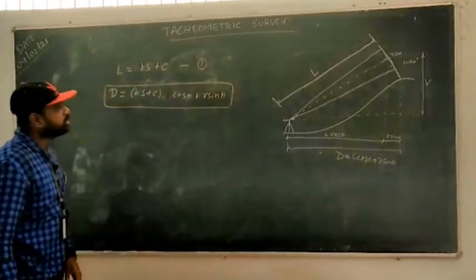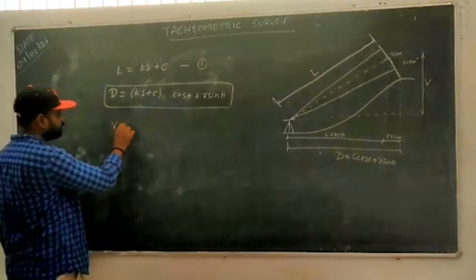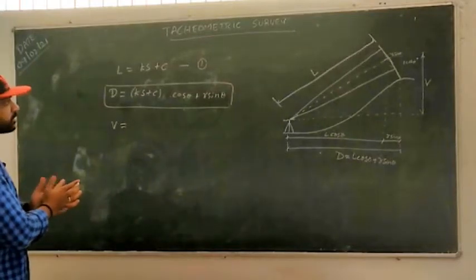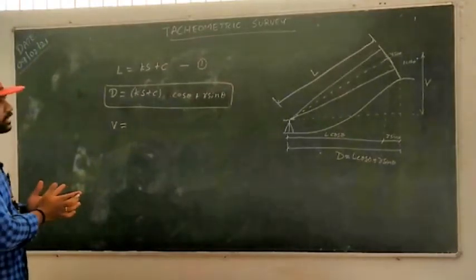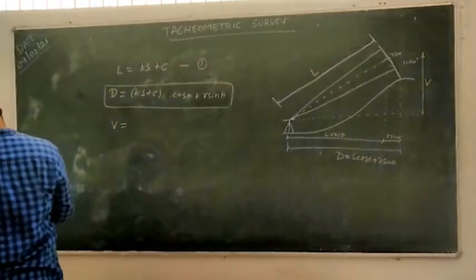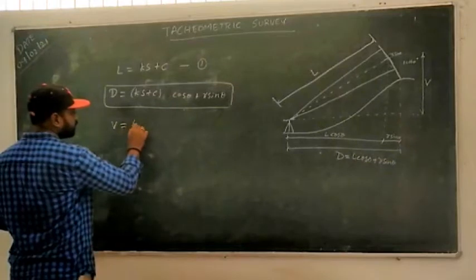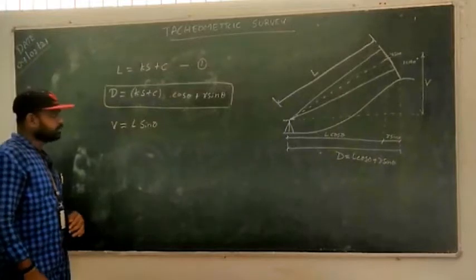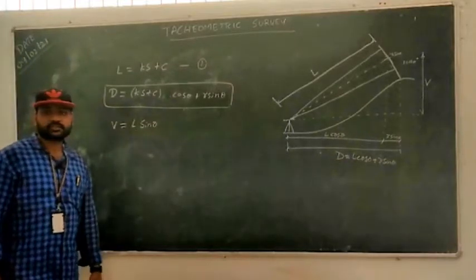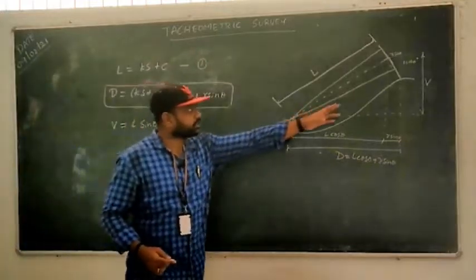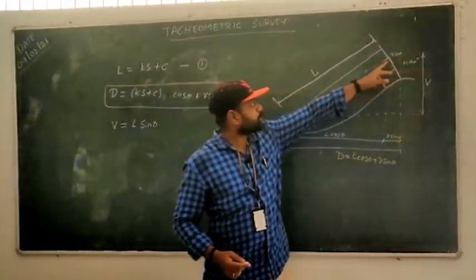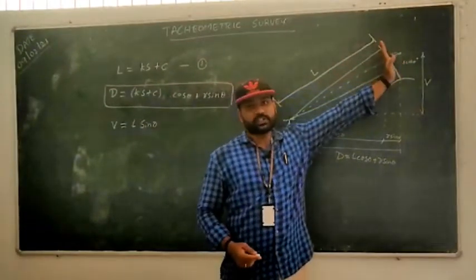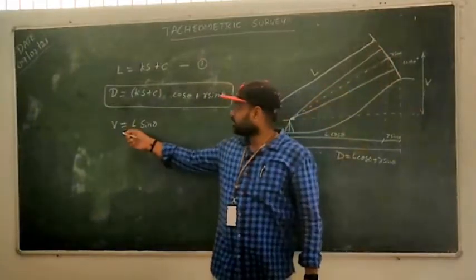Now similarly for V, what is V? Anybody? V is equal to what? We want the vertical height, right? To get the vertical height, the formula is L sine theta. Why do we put L sine theta? You just see this. We want the vertical height. Here we have sine theta because it is normal to the line of sight. So that is why we have L sine theta.